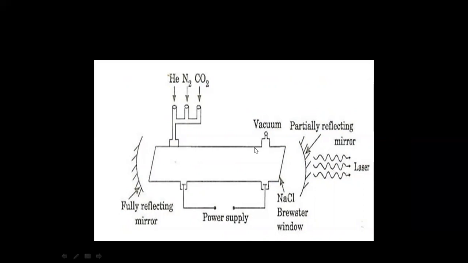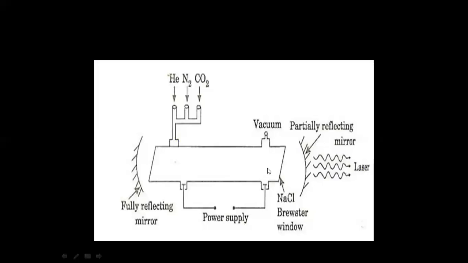Electric discharge method is nothing but giving a power supply. I mean, here it is a DC power supply, making those molecules in the ground state move into the excited state. I will explain it clearly in the upcoming energy level diagram. And here a NaCl Brewster window is used. What is the use of the Brewster window?